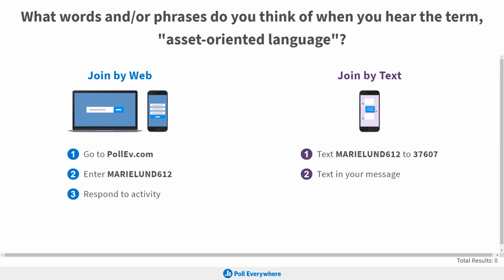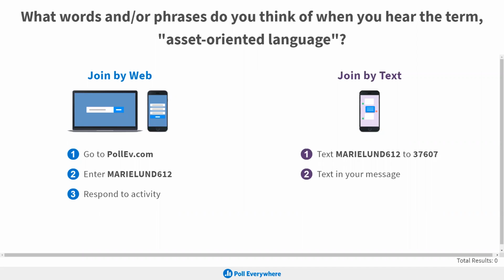So what we want to do before we tell you what asset-oriented language means to us and what an asset-based teaching philosophy means to us is we kind of want to know, what does that mean to you? When you hear the term or think of the term asset-oriented language, what does that mean to you?